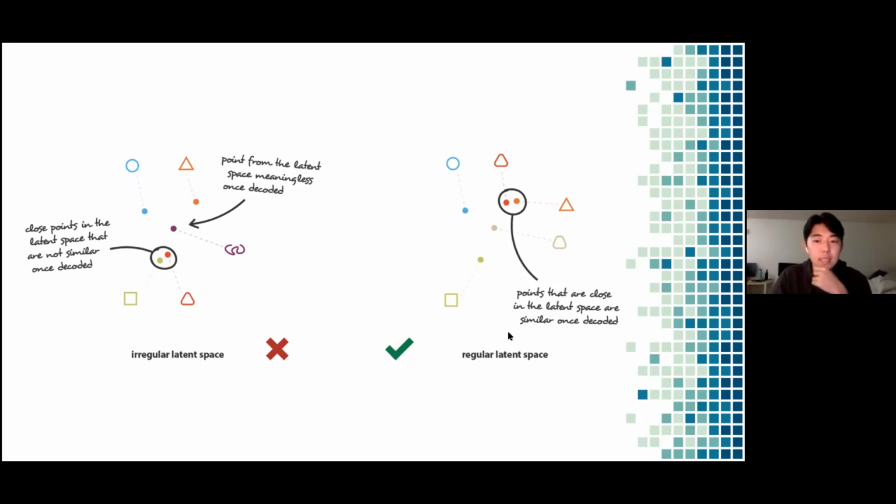Whereas on this side, if we were to pick any point within this region, within this latent space, this would be a meaningful shape. So that's the difference in distinguishing conditions for a regular latent space. Once again, continuity and completeness. So that's something that we're going to be looking for when we construct these variational autoencoders and their latent space probability distribution.